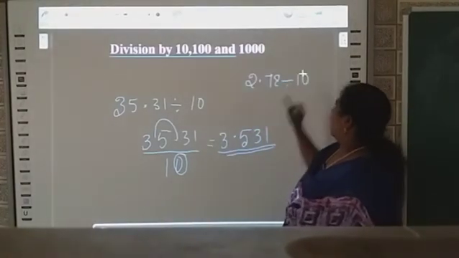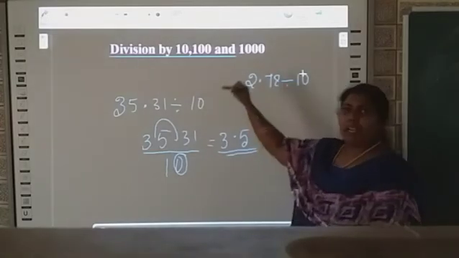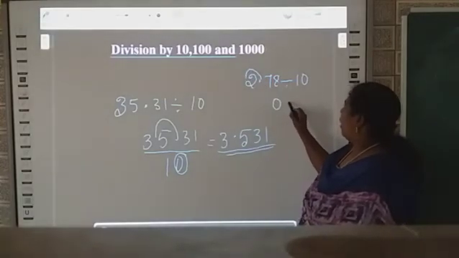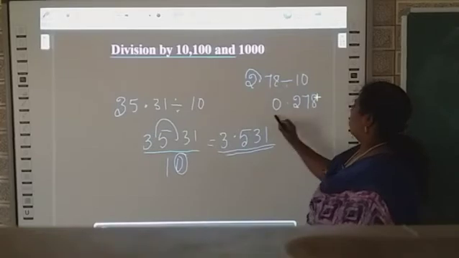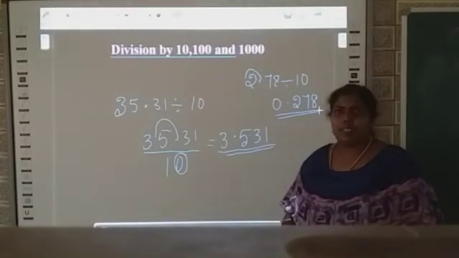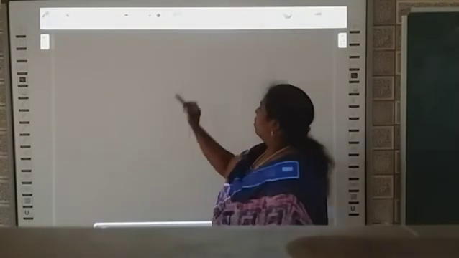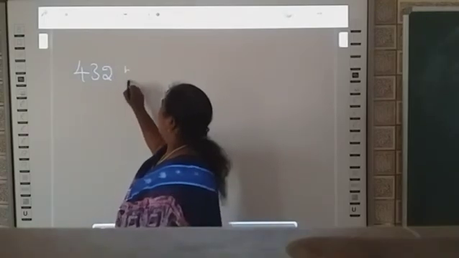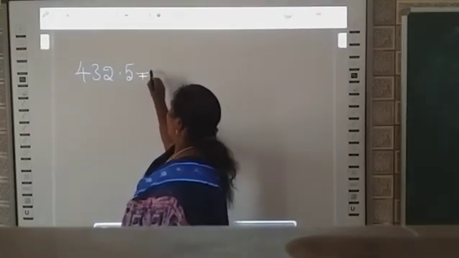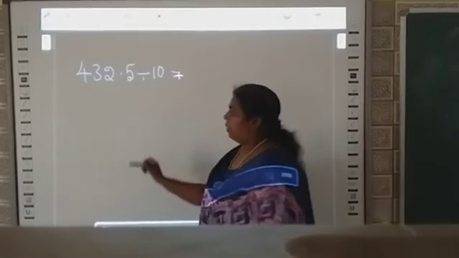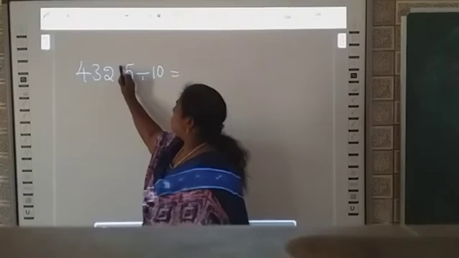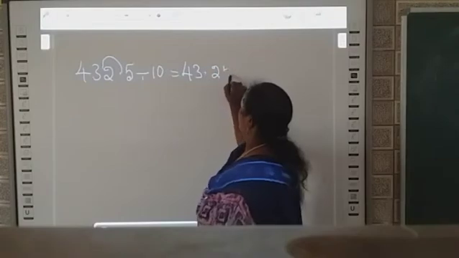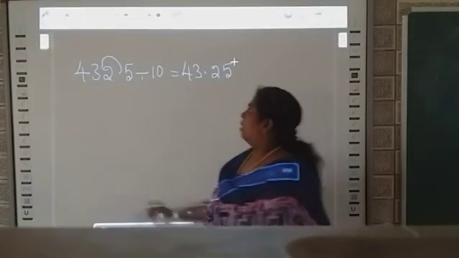2.78 divided by 10. How can we divide? You have to move the decimal to the left side, isn't it? That means the point will come here. So the answer is 0.278. Understand? See the next example: 432.5 divided by 10. Where will it come? The decimal you have to move to the left side. So the decimal will come before the 5.